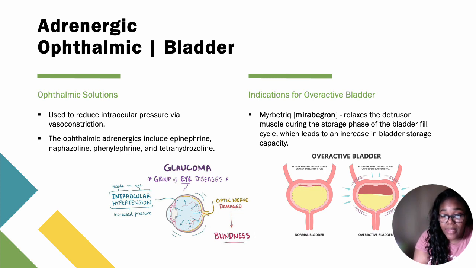So Myrbetriq is for an overactive bladder, and when we talk about overactive bladders, that means you're constantly peeing and peeing and peeing. So the stimulation of your adrenergics by Myrbetriq or mirabegron helps relax those detrusor muscles. Therefore, you're not constantly having that muscle push that urine out. That muscle relaxes, and therefore you don't feel the need to urinate as much. It also helps to increase that bladder storage capacity.